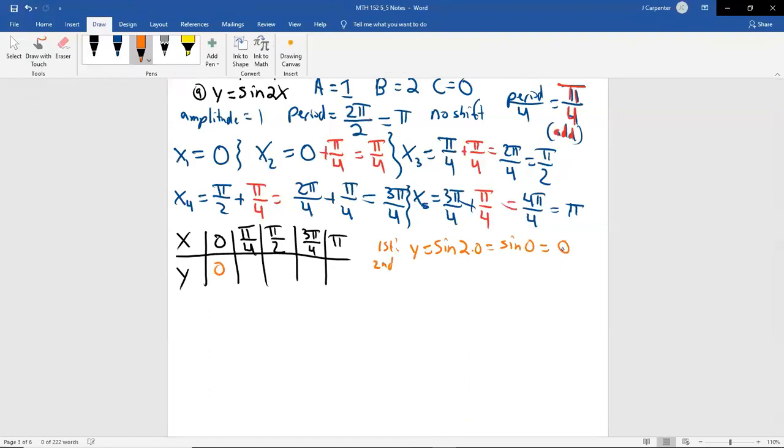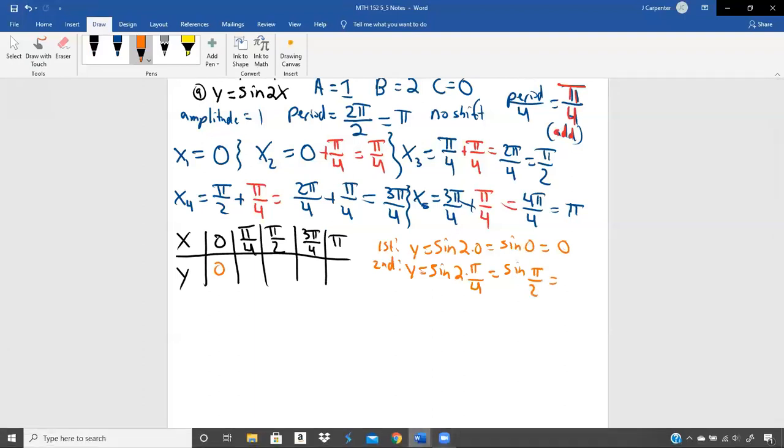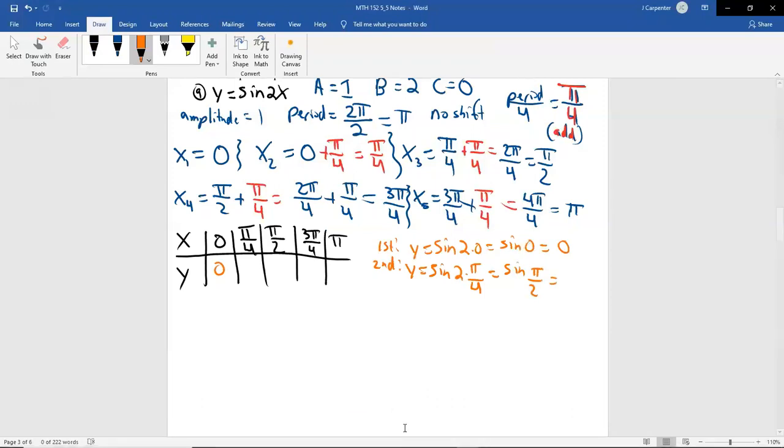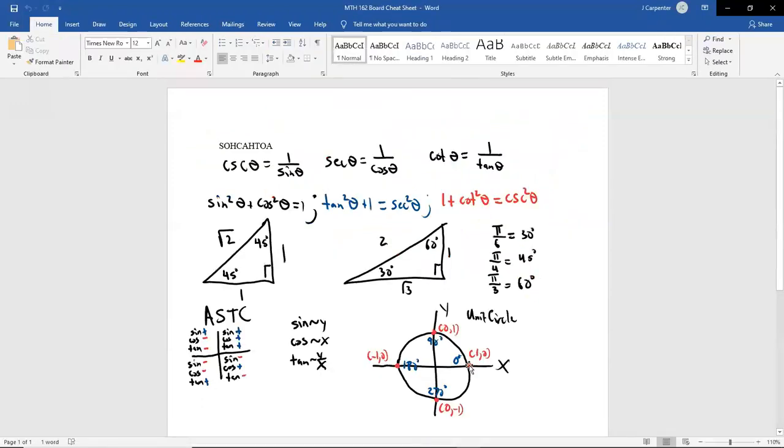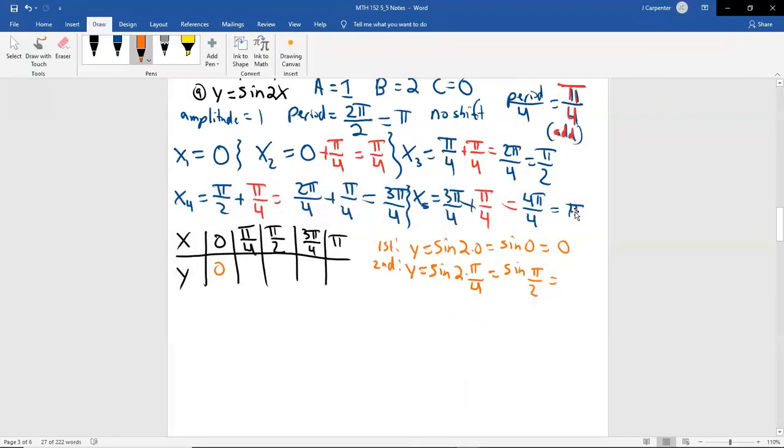For the second, we got y equals sine of 2 times pi over 4. The 2 and the 4 will reduce. So that's the sine of pi over 2. Sine of pi over 2, we go back to our unit circle. That's 90 degrees. Sine is the y coordinate, so it's supposed to be 1. Oh, look at that, a 0 and then the amplitude.